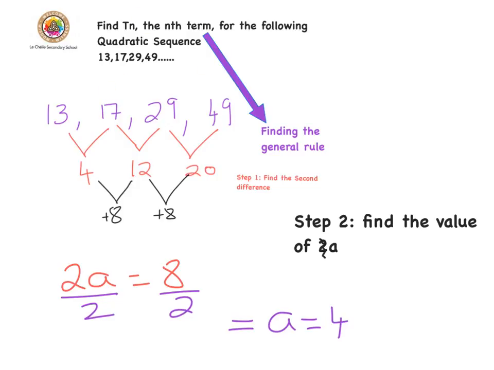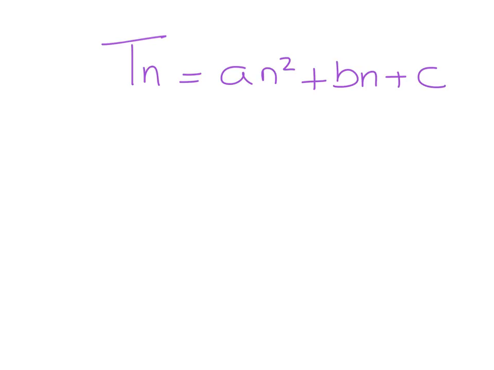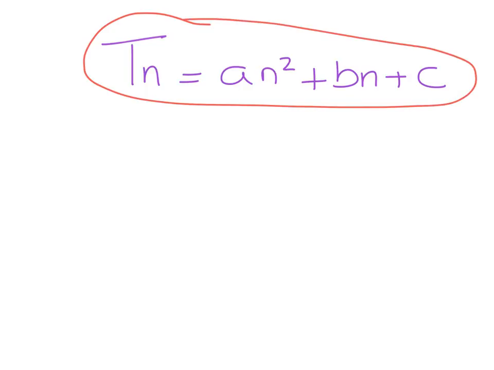The second thing to know is that a quadratic sequence always follows this pattern, where the nth term is equal to an squared plus bn plus c. You will need to know this to be able to solve this question. From solving the second difference, I now know that a is equal to 4, and that's going to play a part right here. But we still have other unknowns: we don't know b and we don't know c.